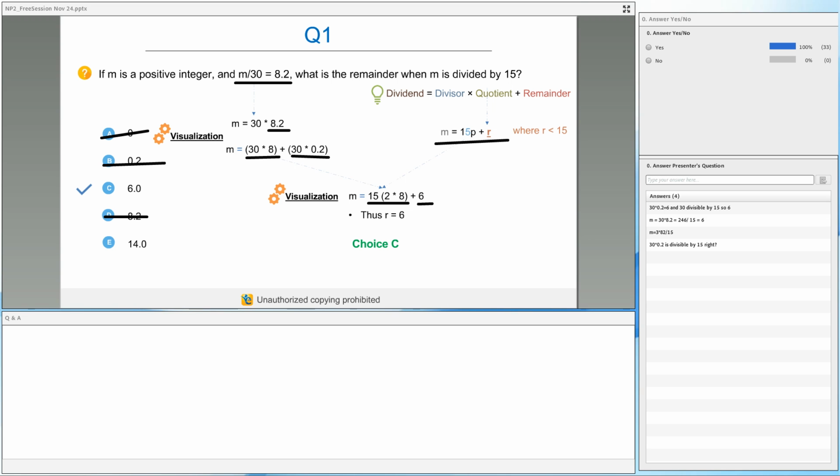Okay, 30 into 0.2 is a number. How much is 30 into 0.2? Tell me, when you multiply it, what do you get? Somebody is asking whether 30 into 0.2 is divisible by 15. I just told you the remainder is an integer. Please keep this in mind. So 30 into 0.2 cannot be my remainder. I'm sorry, 30 into 0.2 cannot be divisible by 15 because 30 into 0.2 is 6.